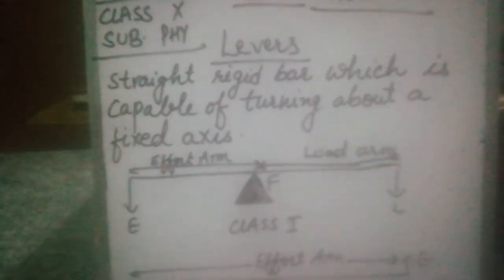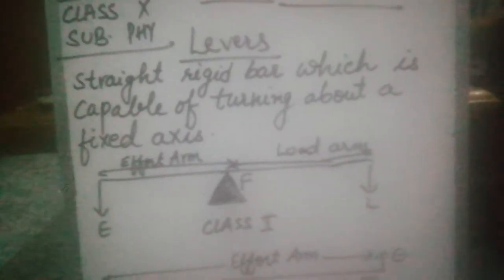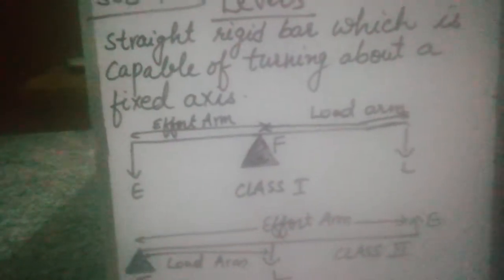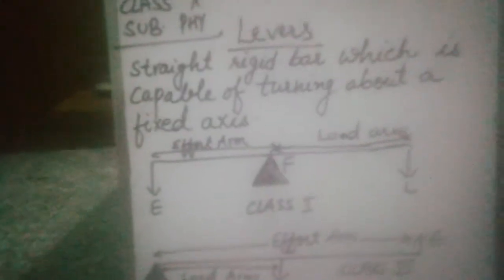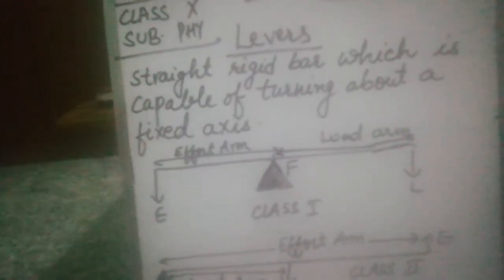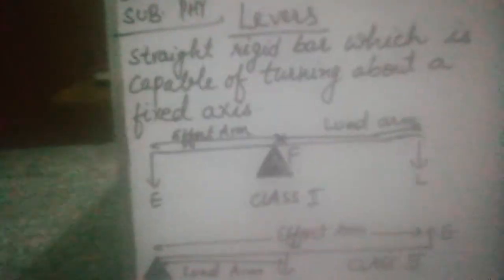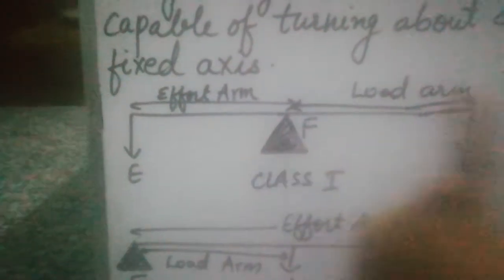A lever is a straight, rigid bar which is capable of turning about a fixed axis. That means if it is fixed at a point and is able to rotate or turn about a fixed axis, then we say it is a lever, which is the simplest form of a machine. The axis about which the lever turns passes through a point of the lever which is called the fulcrum.